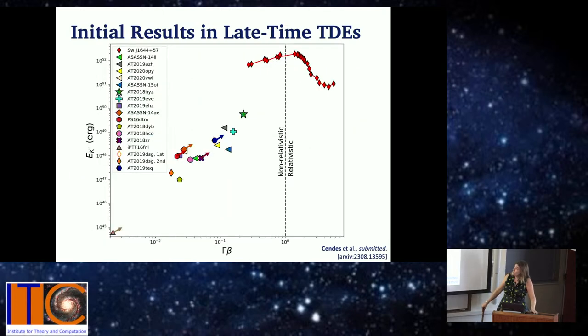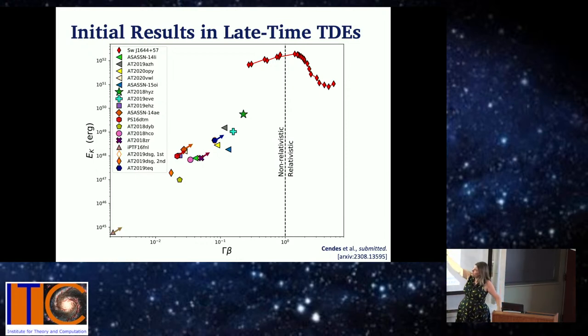We can then start considering other parameter spaces as well. So on the x-axis here, I have velocity. On the y-axis here, I have energy. And this is the dividing line roughly between a relativistic and non-relativistic outflow. So you can see, this is the relativistic TDE I was talking about earlier, Swift J1644+57. Over time, it became non-relativistic, so the curve goes that way.